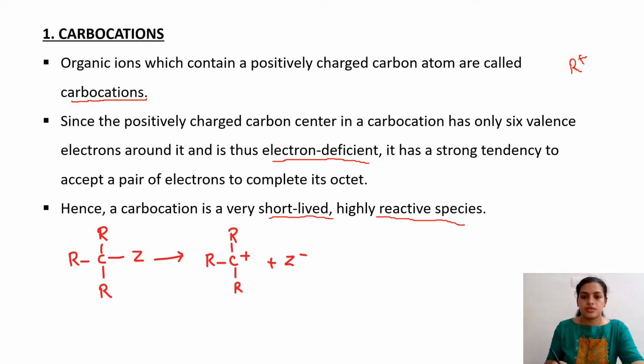And here I have shown the bond shift. The bonding pair is shifted towards this Z, and Z will normally be more electronegative than carbon. In such cases, carbocations are formed.